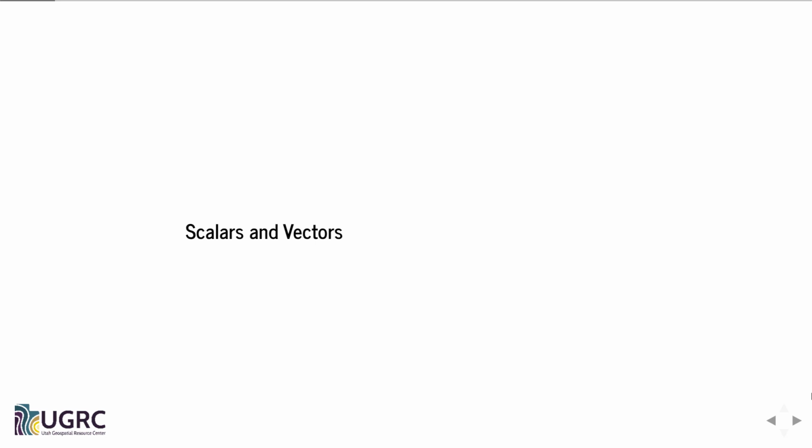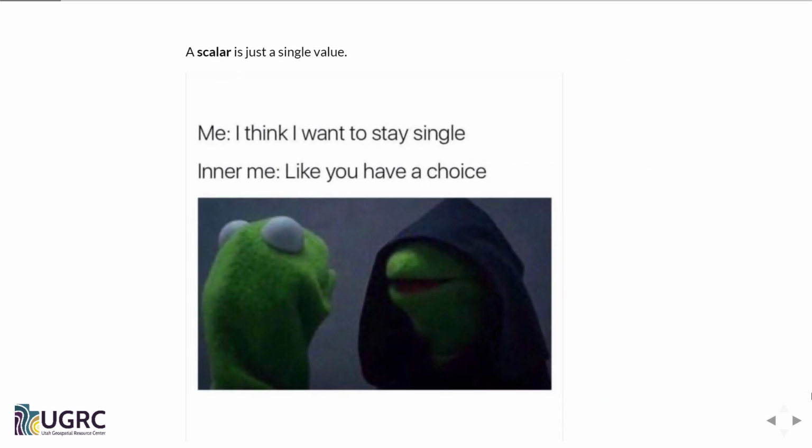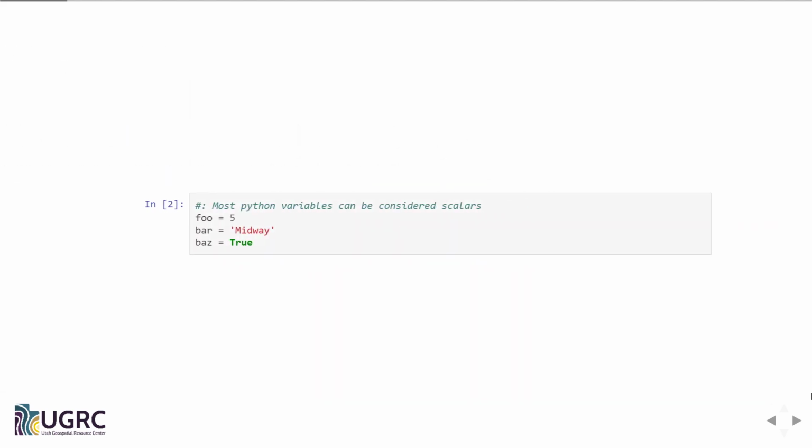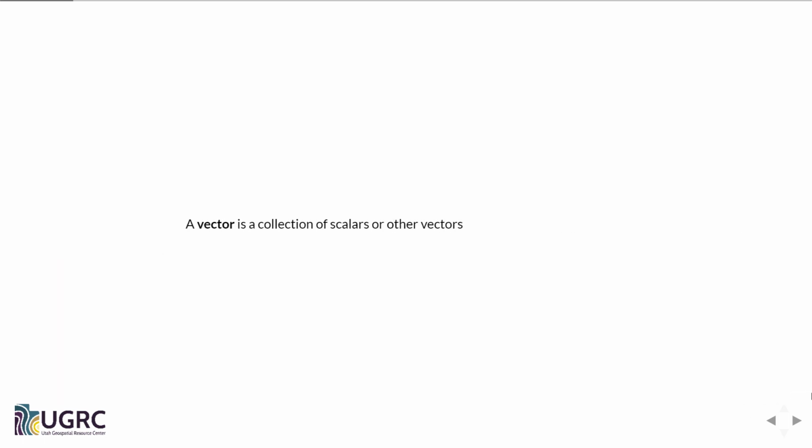So when we're talking about data, a scalar is just a single value. You could say something like foo. That's a scalar. It just has a single value. Most variables in Python are scalars. Most single variables. So what's a vector? A vector is just a collection of scalars.